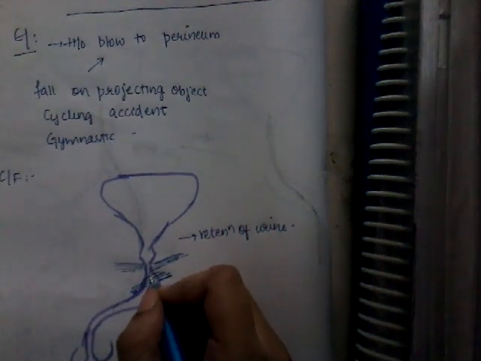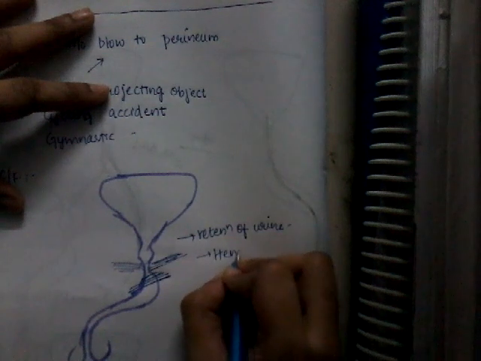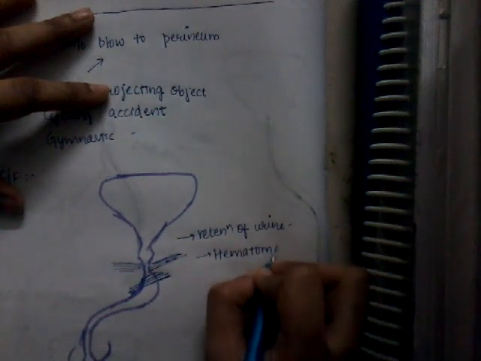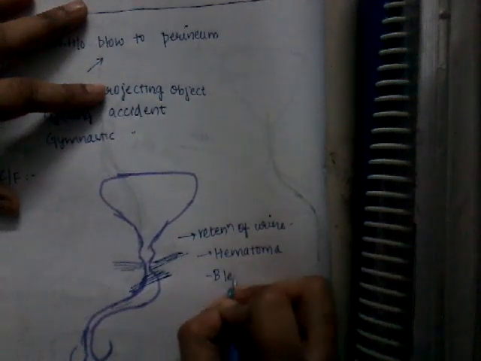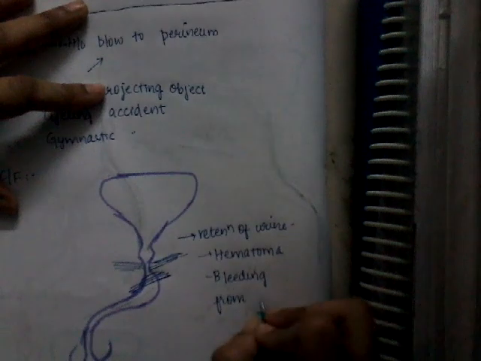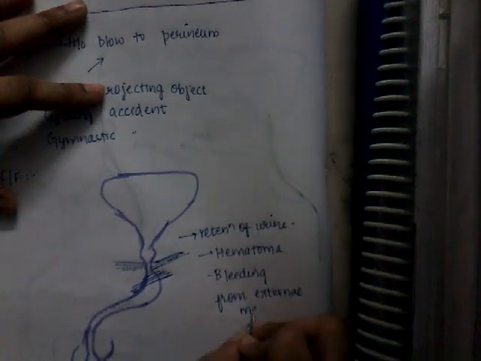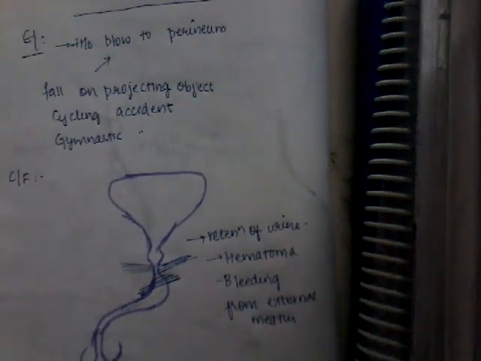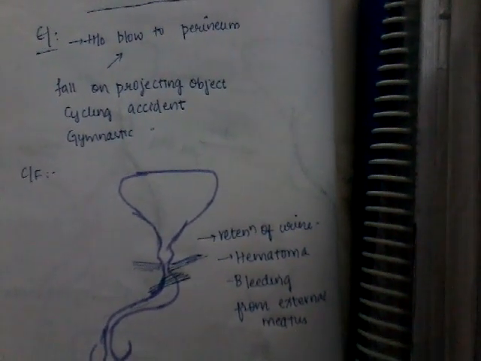In membranous urethral injuries, there is extravasation of urine. Here there is retention of urine. And then there is hematoma formation, and because of this, there is bleeding from the external urethral meatus. Right? So these are the major clinical features which are seen.